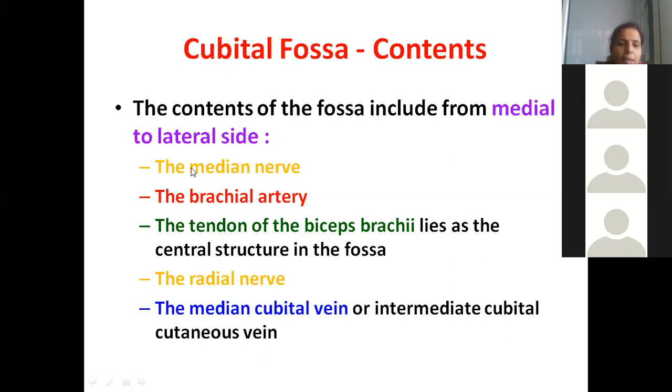Then MBBR is the radial nerve. You can also use the word superficial branch of radial nerve. Then the code becomes MBBS. From medial to lateral side, we have these relations: median nerve, brachial artery, tendon of biceps brachii, and radial nerve. And of course, in the roof, we saw this median cubital vein, which was connecting the cephalic and basilic vein.